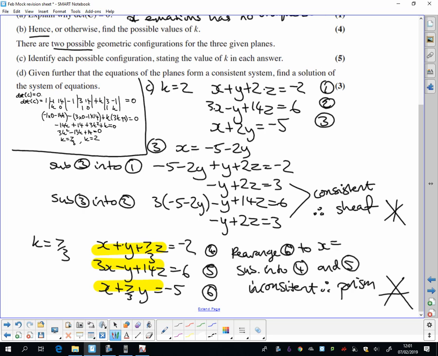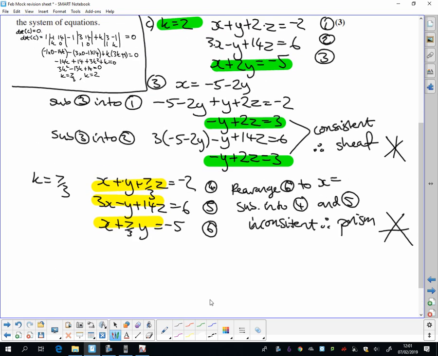Okay, once we've done that, it says in part D they form a consistent system, so find a solution. So we want to find the equation of that line where they meet. They've said it's consistent, so that means we must be looking at k equals 2, and we're looking at our equations that we found here. I've already done a lot of work for part D. As you can see, it's worth fewer marks than part C.